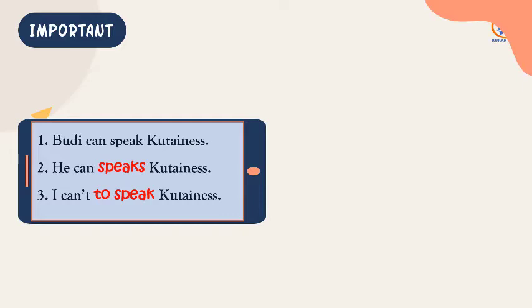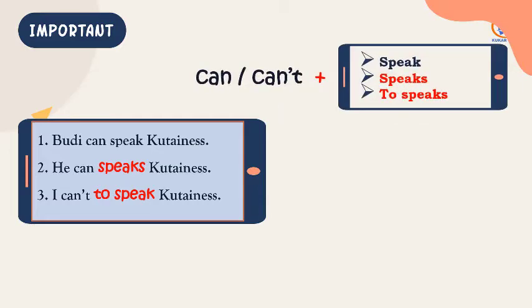In these 3 examples, we'll have something different in each sentence. Let's take a look at number 1. Budi can speak Chinese. It means in this sentence we can see that the verb speak after can is used as verb 1. That is the correct one.